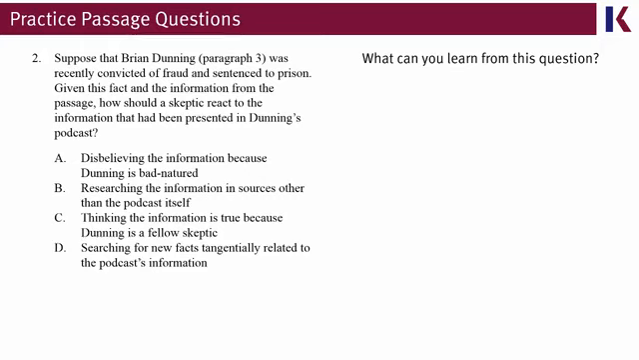For one thing, it gives us a specific paragraph reference. For another thing, we can easily identify the question type. This tells us to suppose something, which means we're given new information, which means this is a reasoning beyond question. And we're asked, how should a skeptic react to this new information? So this is asking us to apply information about skeptics to new information. Therefore, it's an application question.